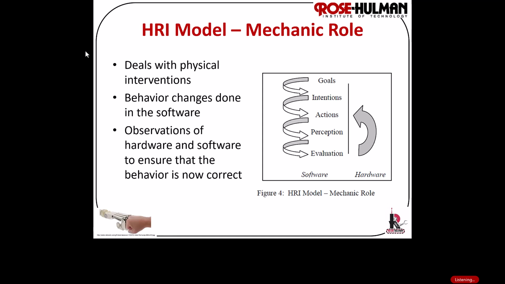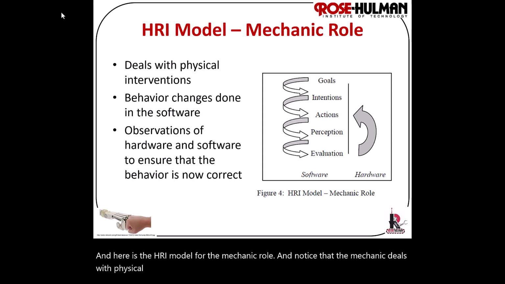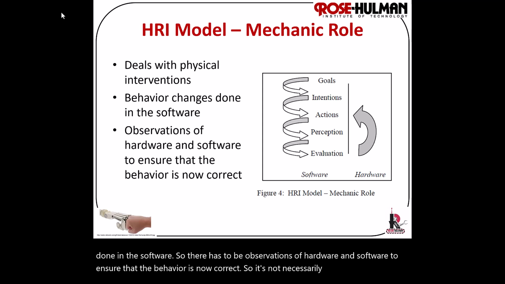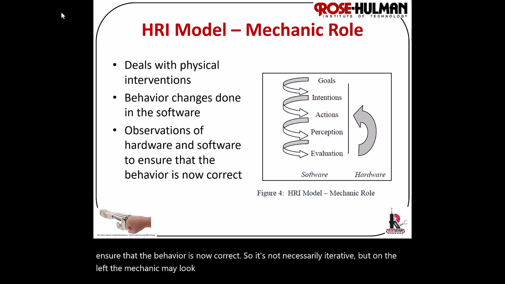And here's the HRI model for the mechanic role. And notice that the mechanic deals with physical interventions in the system. So some of those behavior changes may be done in the software. So there has to be observations of hardware and software to ensure that the behavior is now correct. So it's not necessarily iterative, but on the left, the mechanic may look at software, intentions, actions, perception, evaluation, but then it may also look at those same things from the context of the hardware.